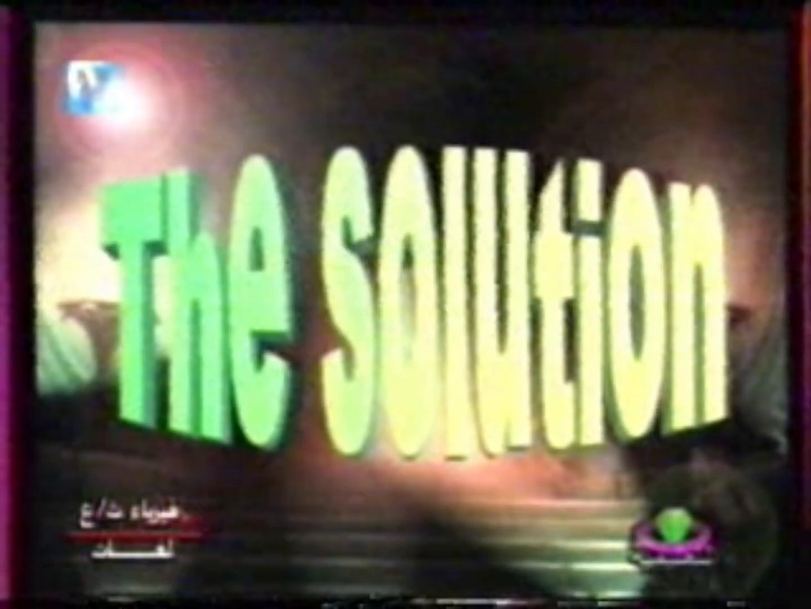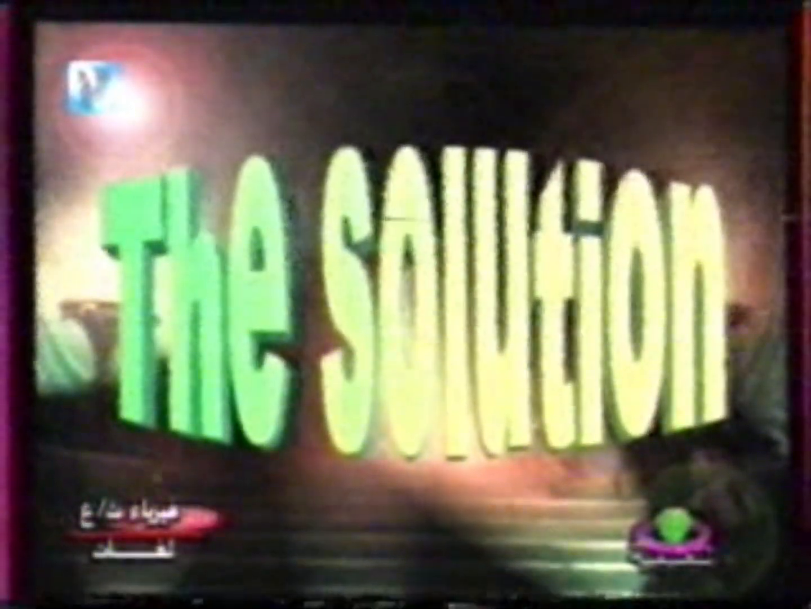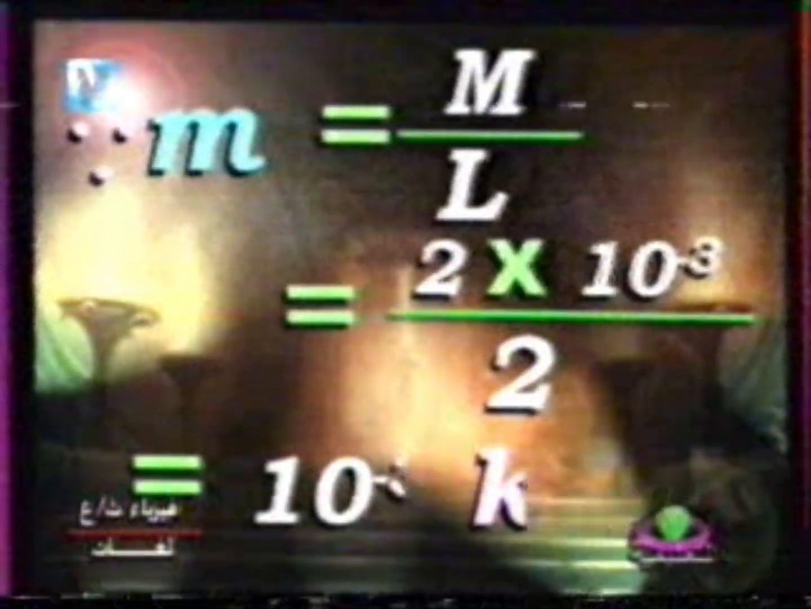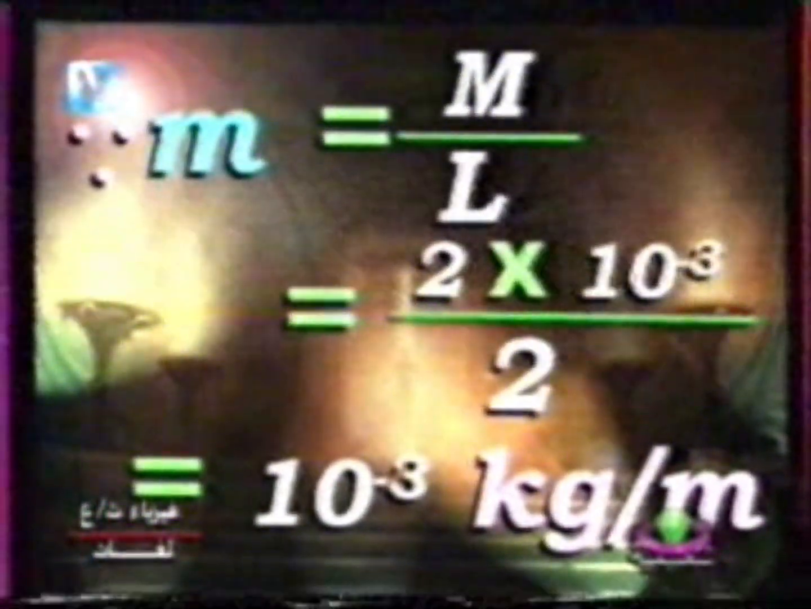We need first to determine the mass per unit length. Since m equals M, the mass of the whole string, over the length of the string, it equals 2 times 10 to the power negative 3 over the length of the string, 2. Therefore, m equals 10 to the power negative 3 kilogram per meter.